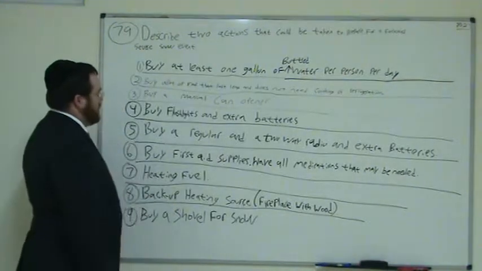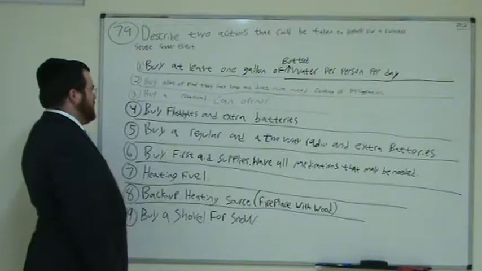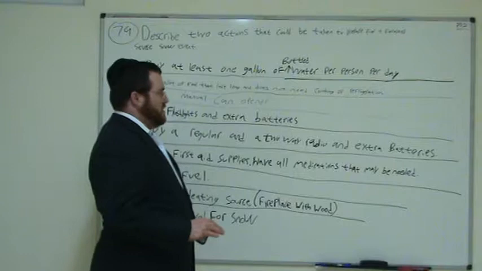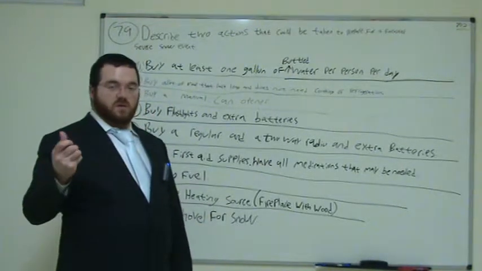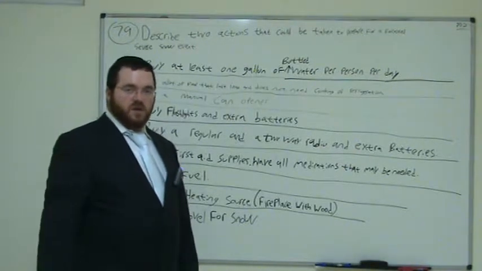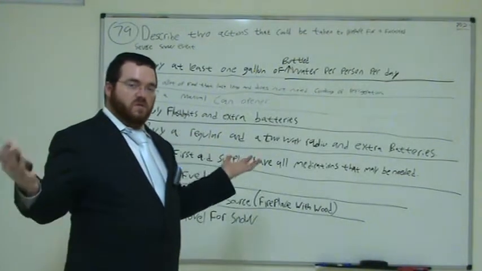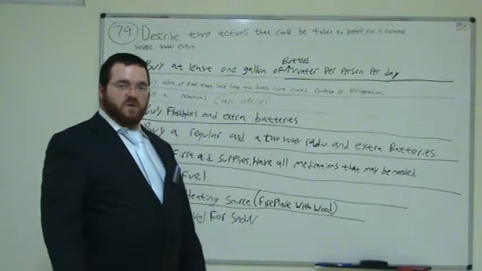Answer 2, the second thing you could do to prepare for a severe snow event is buy a lot of food that lasts long and does not need cooking or refrigeration. It doesn't have to last that long, just 1 or 2 days, but it's good to get food that lasts long because this way you have it prepared beforehand. As soon as you hear there's a big snowstorm coming, you don't have to start running to the store like everyone else might be doing.